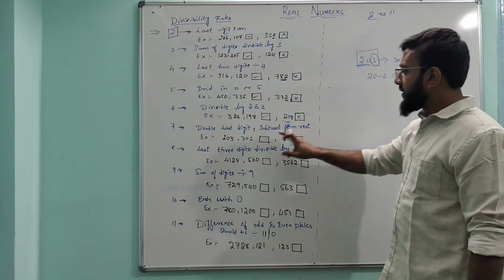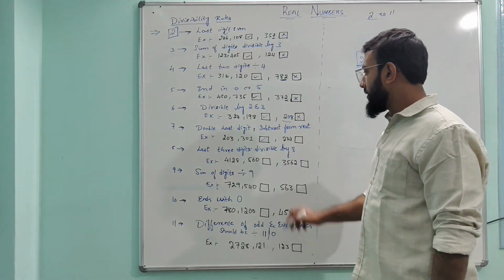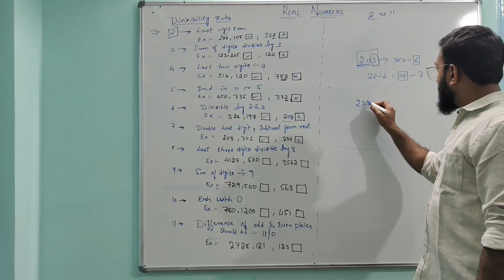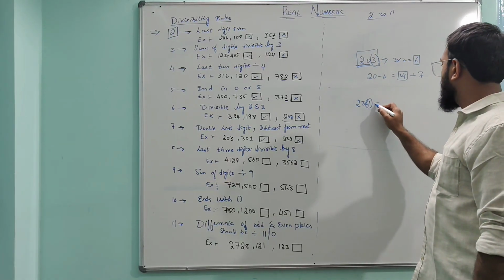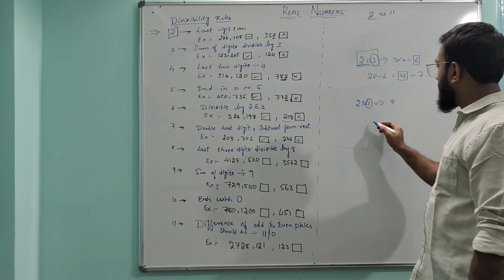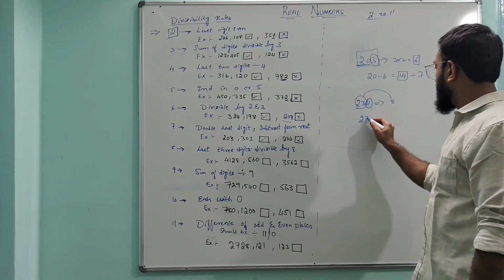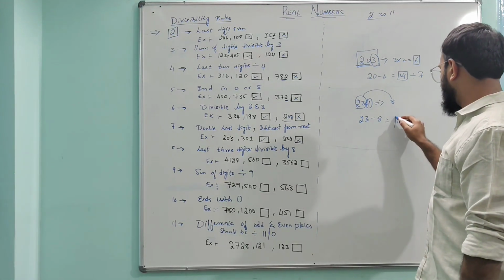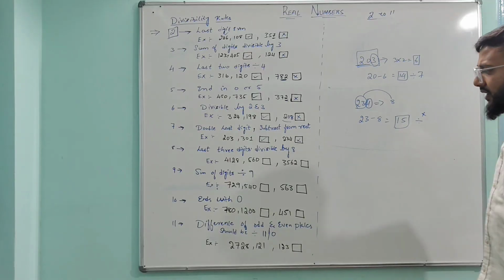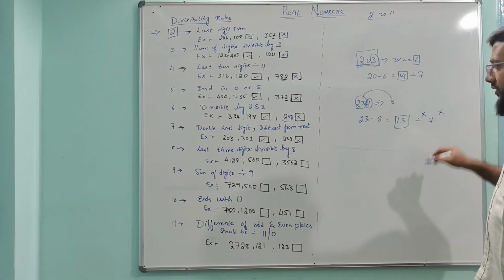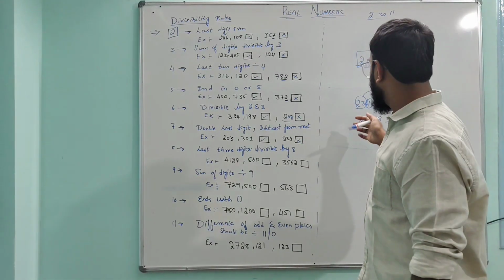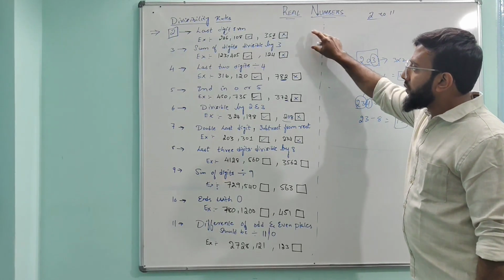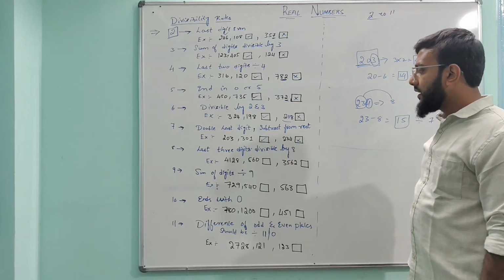Hope it is clear. You check with this 301 and let me know in the comment section. These numbers are divisible, but this number is not divisible. Let us check with this 234. The last digit 4, if we double it, is 8. Subtract from the remaining number: 23 minus 8 is 15. But 15 is not divisible by 7. Hence we can tell that this number 234 is not divisible by 7. Hope this is clear. Let us go with 8.